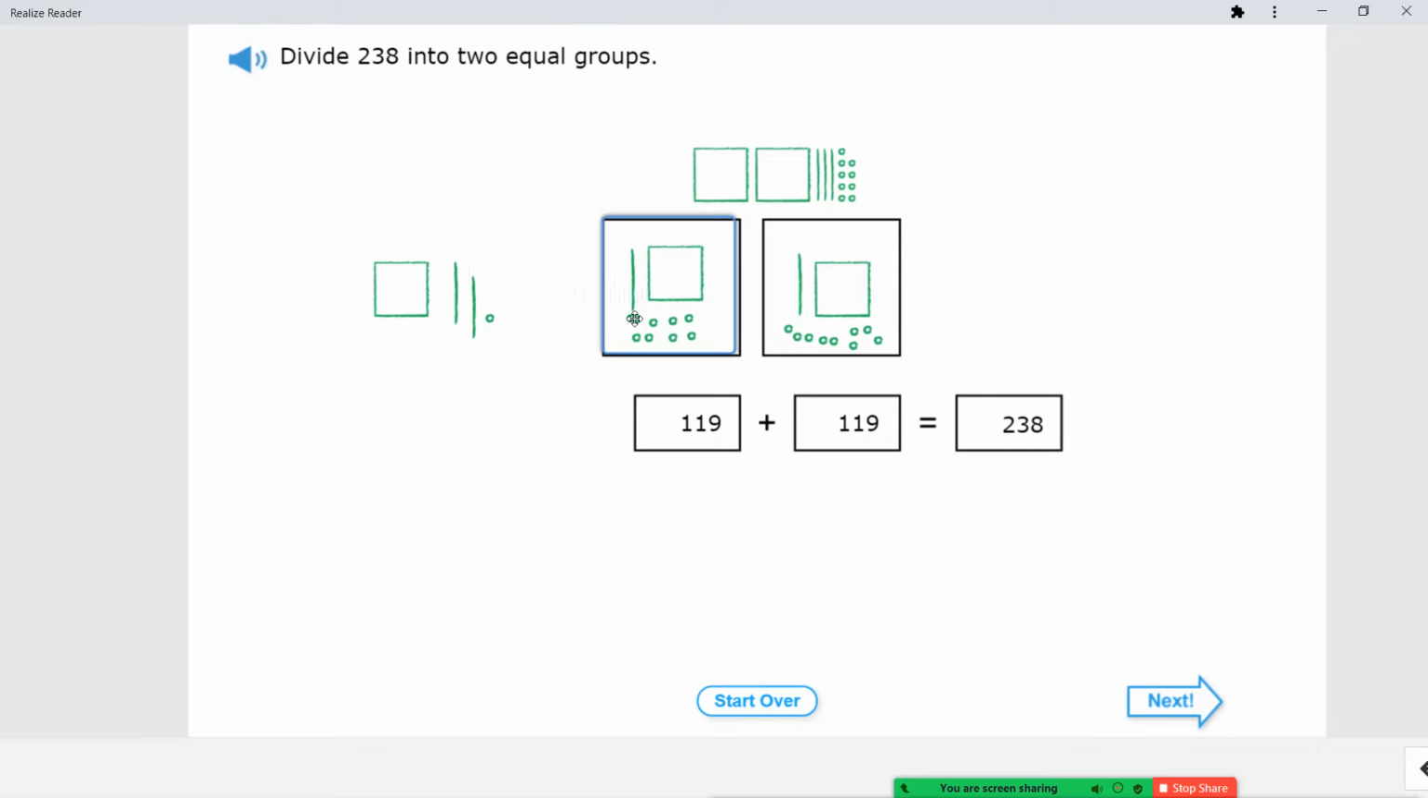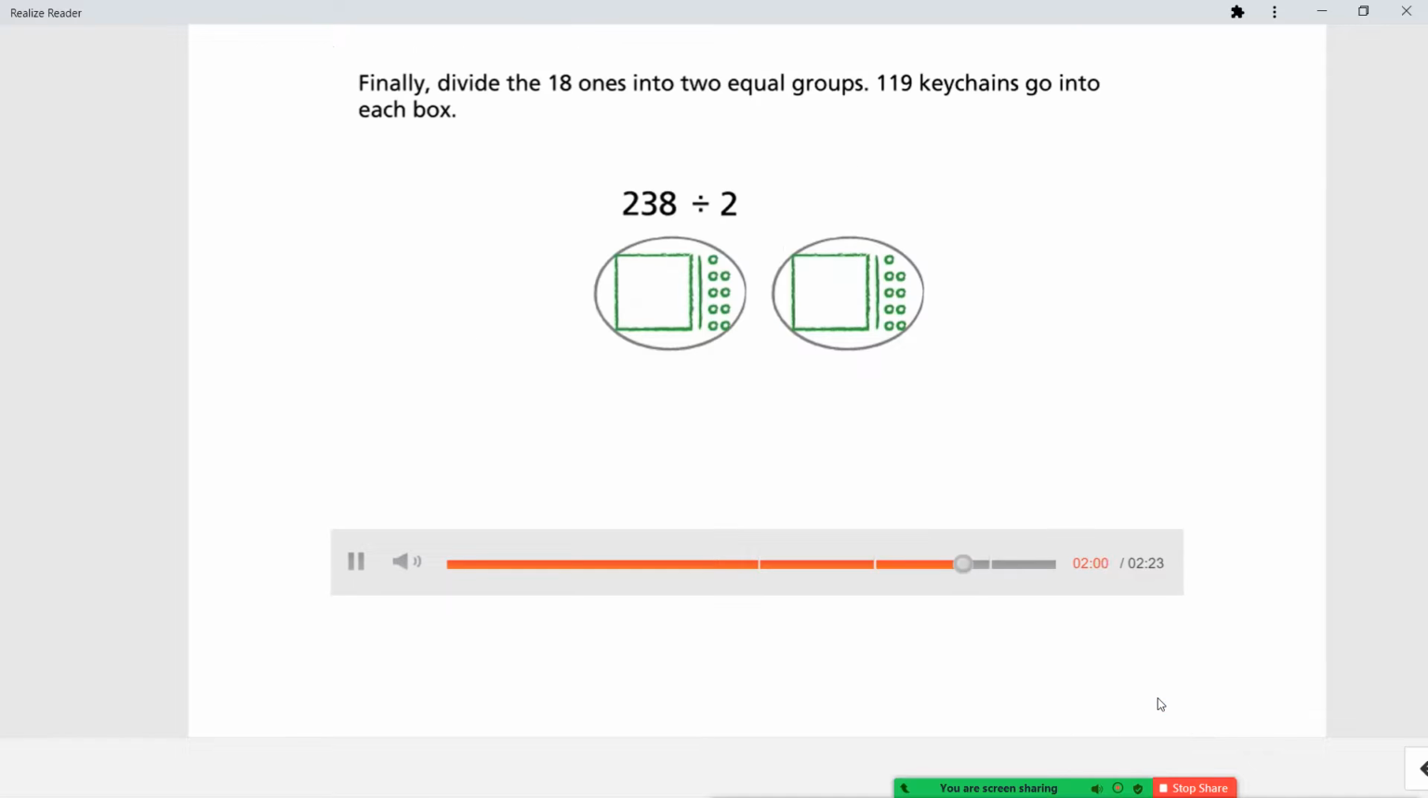So I have my 100 flat. I had my 10 rod that I could keep as a whole 10 rod in each group. The other group of 10 in the 38, I had to break apart into 10 ones. So I did my 10 ones that I split between 2 groups, which was 5 and 5. And then I took the 8 ones and I split that into 2 groups, which was 4 and 4. So that gave me 119 in each group.